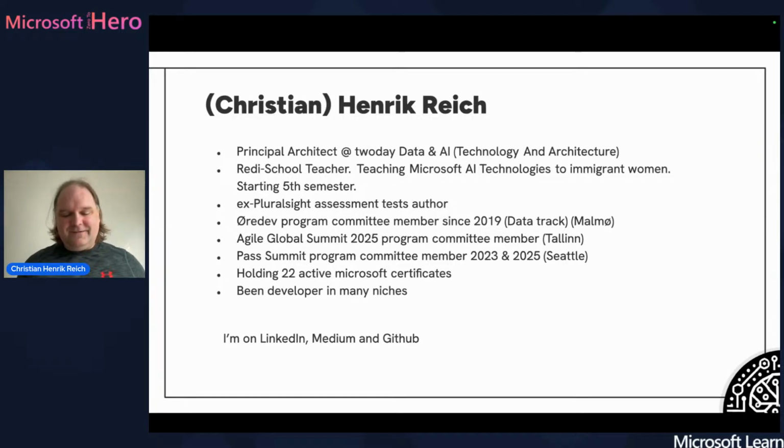I've been a developer in many niches. I started developing when I was 8 or 9 years old, and I have been developing computer games and building data warehouses and everything in between. So that's me. Of course, feel free to reach me on LinkedIn. I have a blog on Medium where I write a lot about data engineering at the moment. And of course, I also have something on GitHub.